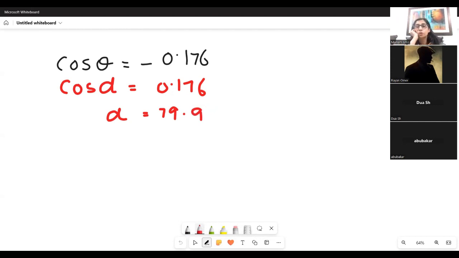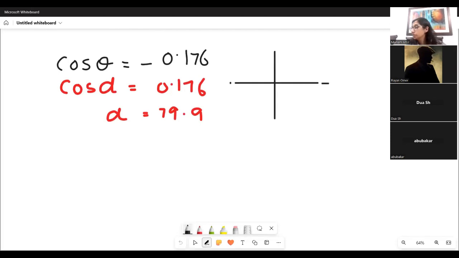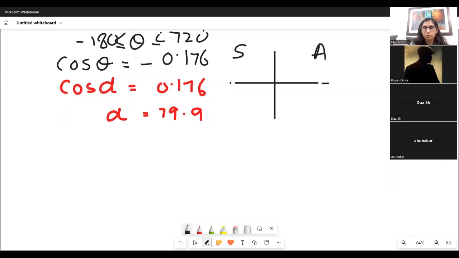Okay. Now, which quadrant do we plot this alpha in? Actually, the range is the domain, the input values of theta. The domain is between -180 to 720. Yes, Dua, you were saying? Cos is negative in the second quadrant and the third quadrant. Yes, you're right. So we plot the theta here and we plot the theta here.